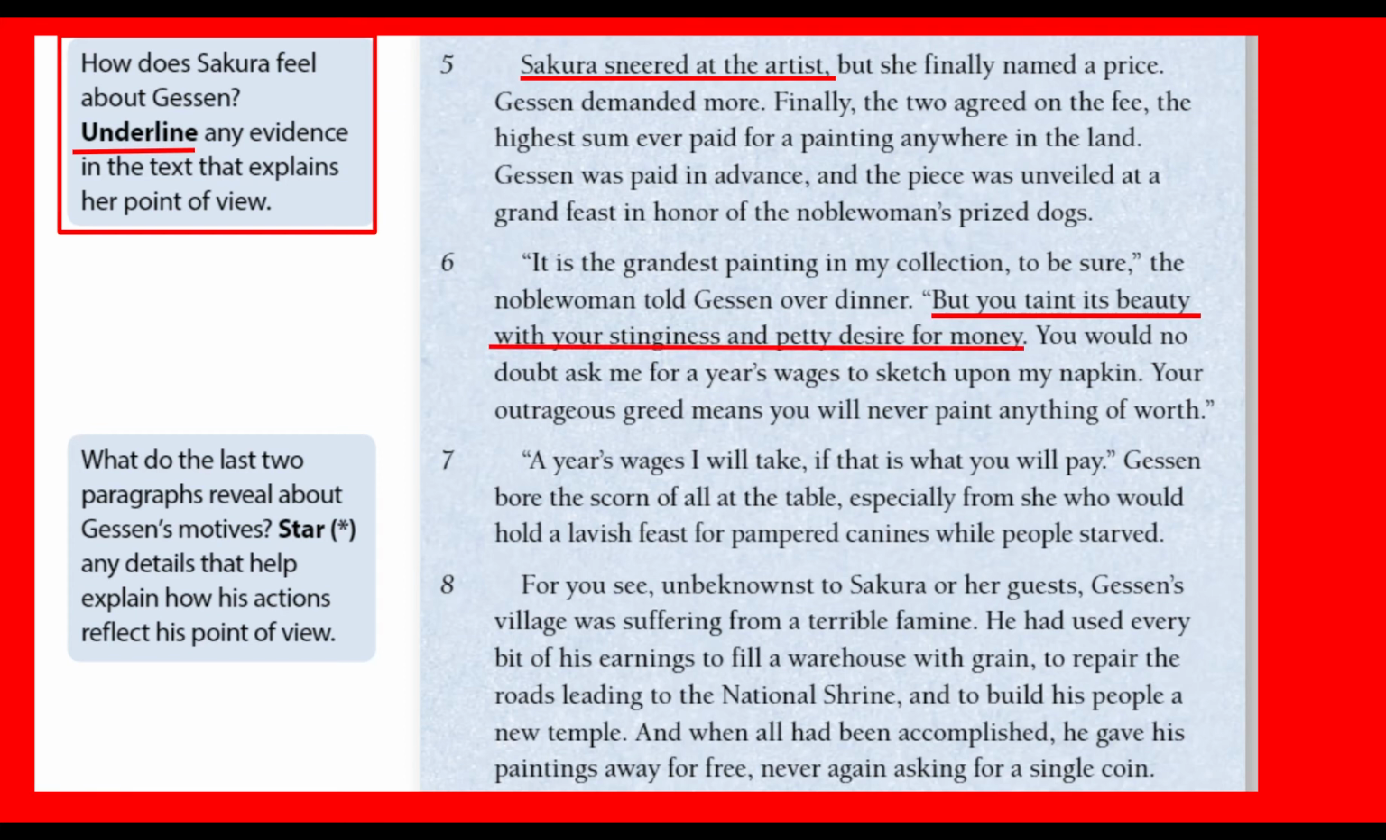And she says, "But you taint its beauty with your stinginess and petty desire for money." So after he paints the painting of the dogs, he presents it to her, right? And she loves it. She says it's the grandest painting in her collection. But there's one thing wrong. Jeshin has tainted the beauty of the painting because he's being so stingy with the price for it, right? So she says his desire for money is petty.